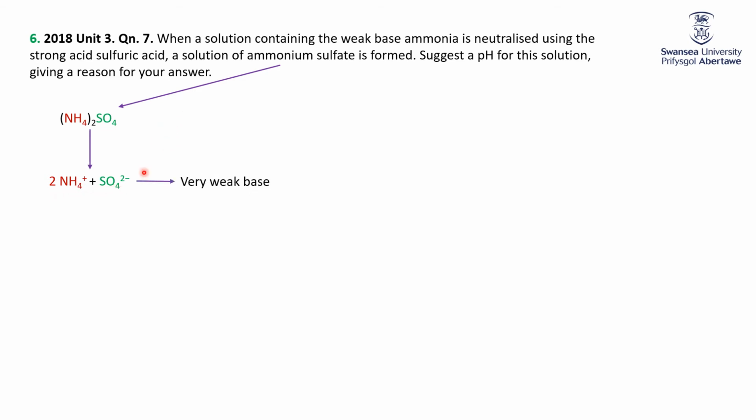Now, SO4 2- is a very, very weak base. It's an anion, so it's going to be a base, but it's an extremely weak one because its conjugate acid, HSO4-, is a very good acid. So sulfate is a very weak base.